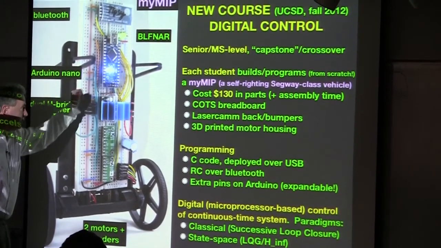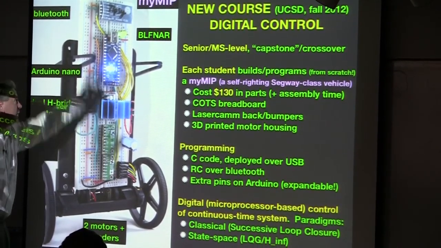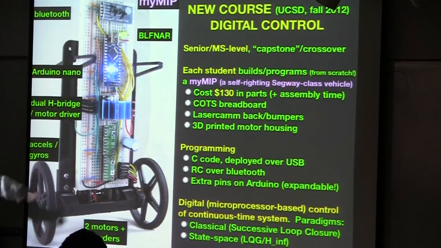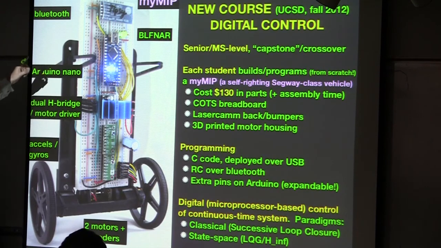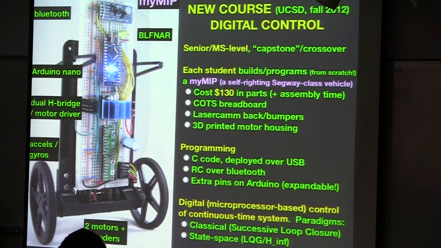This is an Arduino Nano. We have some motor drivers here, an accelerometer, a gyro, and a Bluetooth module at the top. Of course, the all-important bliffnars. Every robot needs a bliffnar, a blinking light for no apparent reason. You have to have bliffnars on any robot, right?